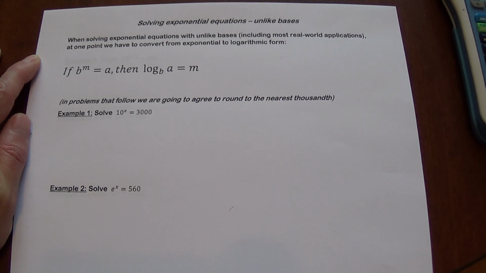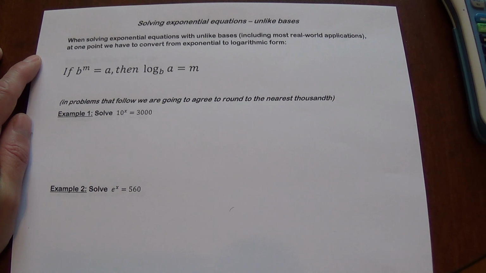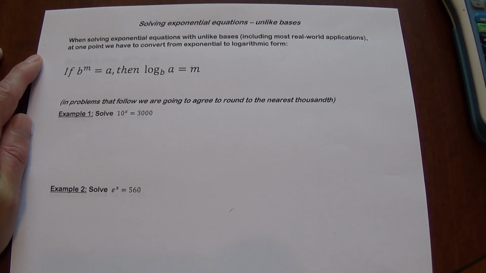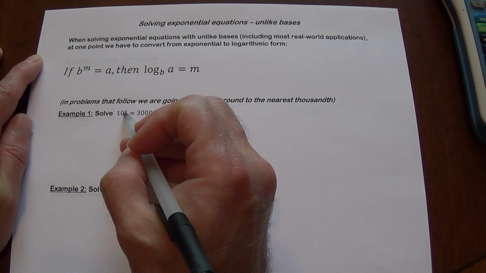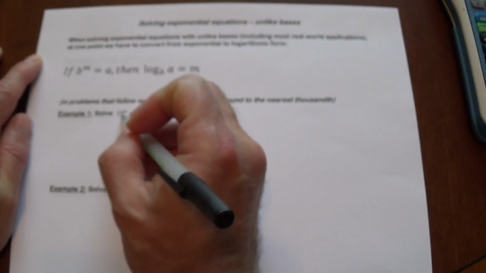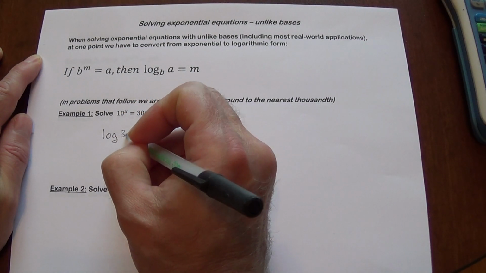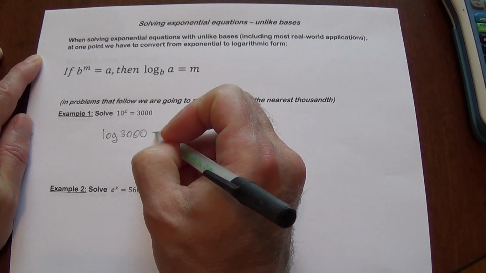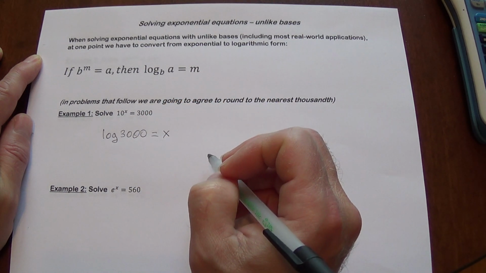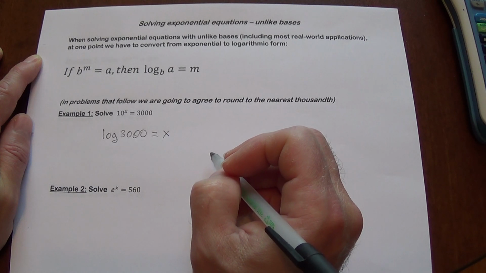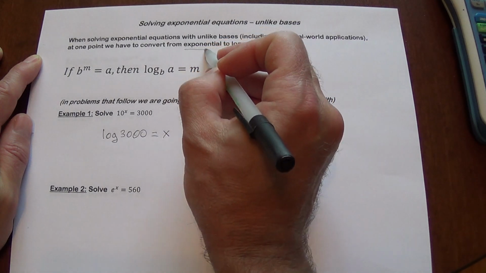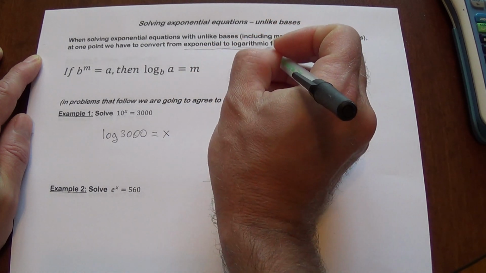So all these problems are going to be done with converting them to a logarithmic form at some point, and then you are also going to need the calculator if you want to calculate an approximation of a number. So we have 10 to the power x equals 3000. This is base 10, so we use what we call common logarithm, and we can rewrite it like that. Remember, we're converting from exponential to logarithmic form.